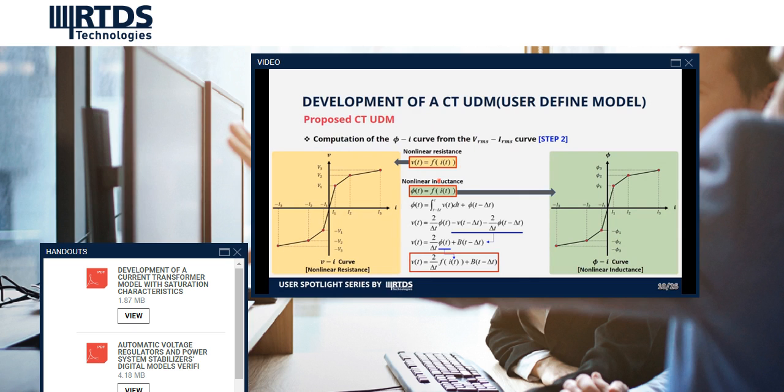The nonlinearity of the inductance is usually expressed as flux as a function of current. According to the relationship of voltage and flux, flux can be expressed with the voltage. And with the trapezoidal rule of integration, finally we can obtain this equation in the form of voltage and current. This relationship between voltage and current in this equation can be applied from the peak voltage and current relation obtained previously.